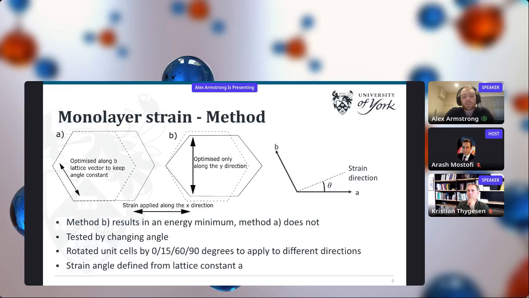So we then also tested applying strain along different crystal directions. We applied it at 0, 15, 60, and 90 degrees. The way I define those angles, you can see here, is the angle between the A lattice vector and the direction we were applying the strain in.